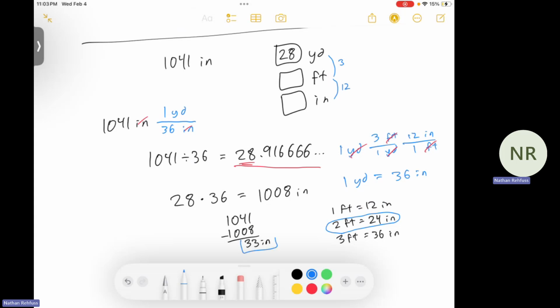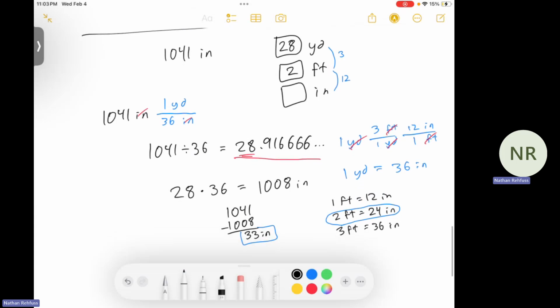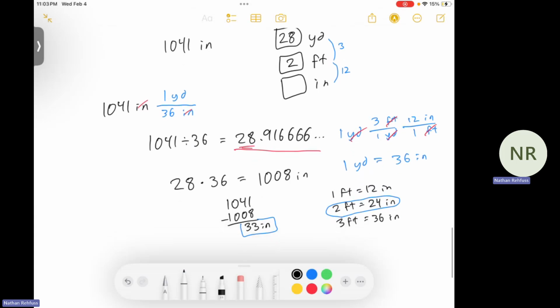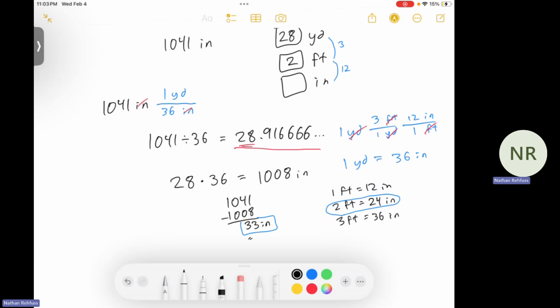Of my 33 inches remaining, I can turn 24 of them into 2 feet. So I will make 2 feet and put that in the box up here. What's left? Well, I have 33 inches. I just spent 24 of them to make 2 feet. 33 minus 24 is 9. So I have 9 inches left over that I wasn't able to build into feet and yards. I will put those right here. That's how you solve that problem.